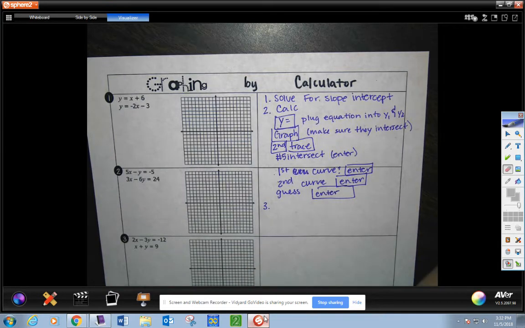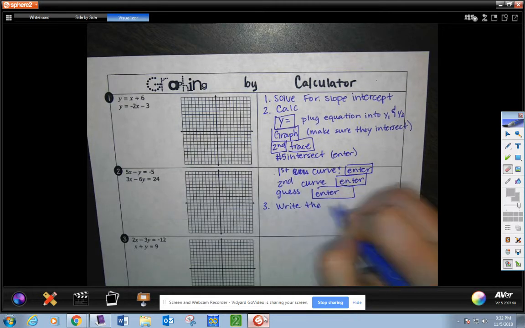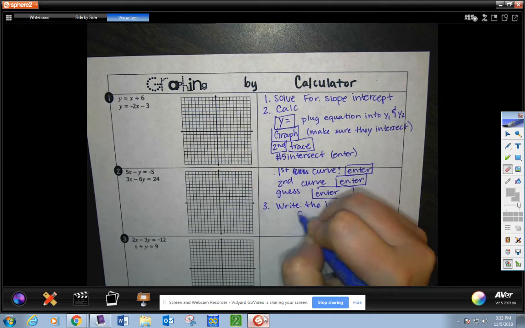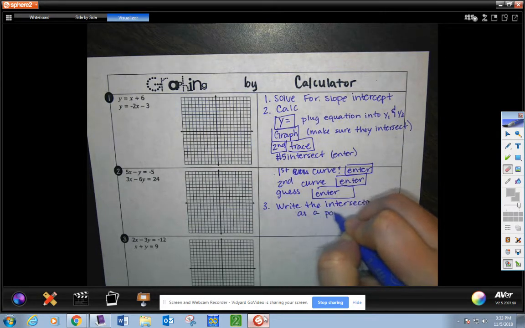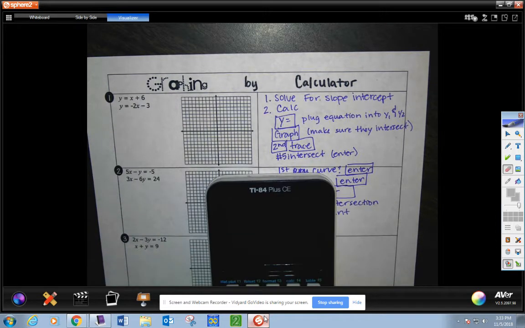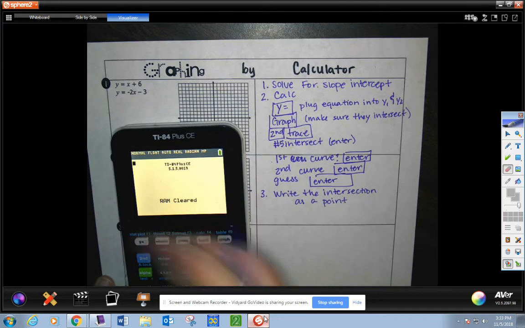And then after you do all those calculator steps, your calculator is going to say intersection, and you're going to write the intersection as a point. Okay, so showing you this now. I'm going to actually clear my calculator first. Okay, that did not work. There you go. Okay, so all these steps, if you look over here, you have these equations.